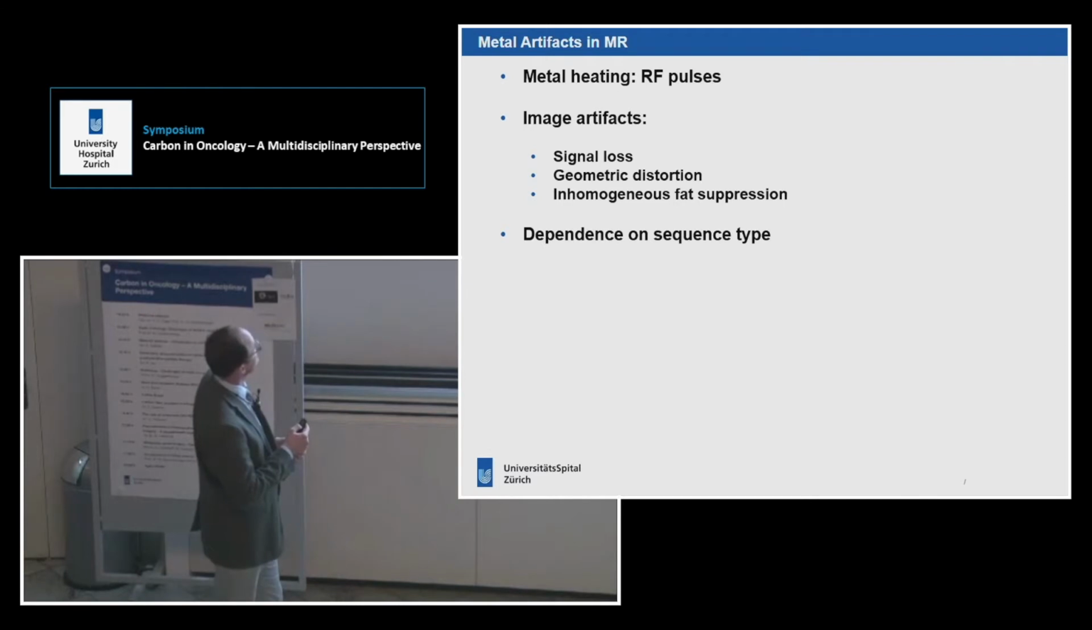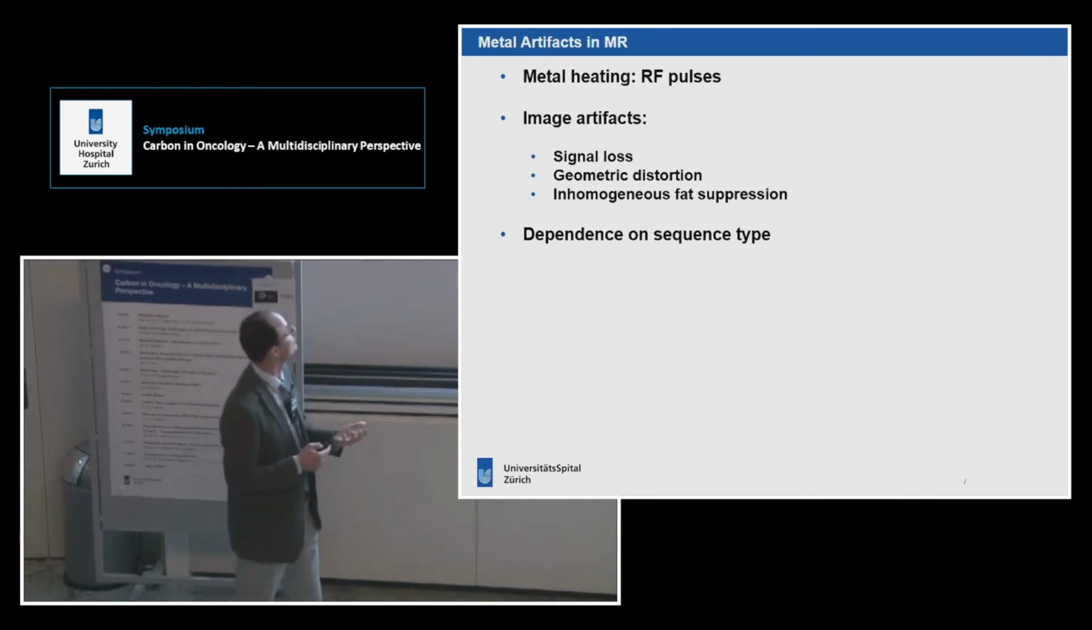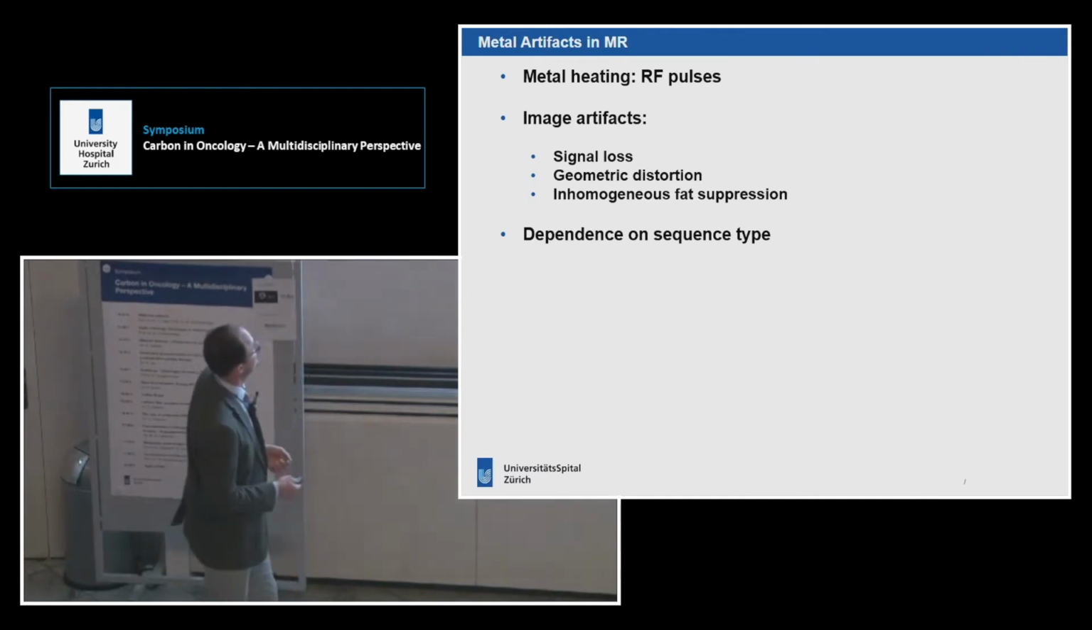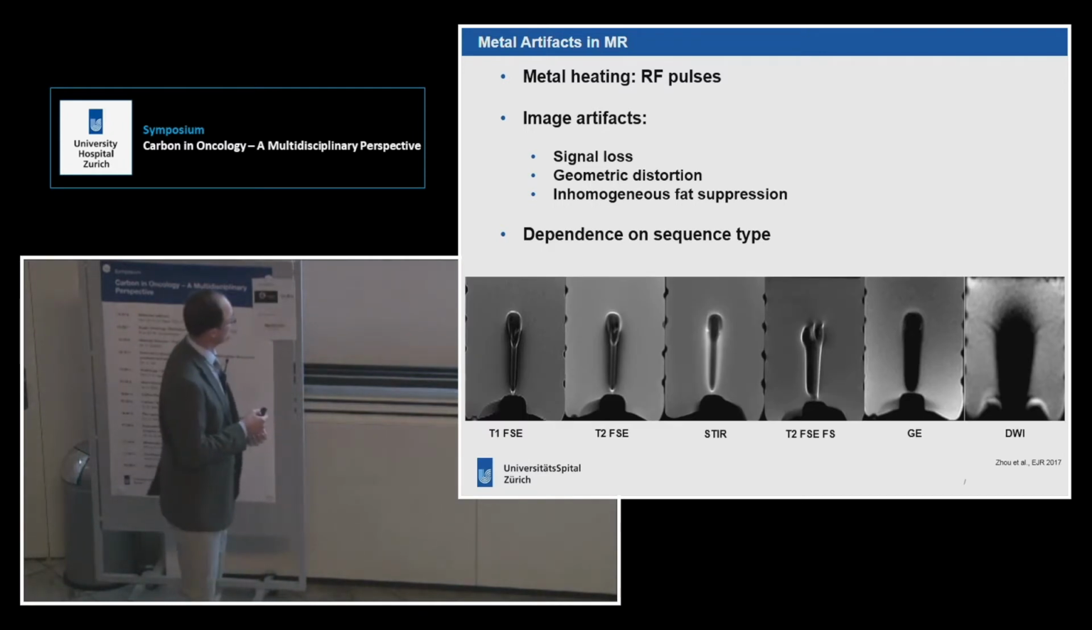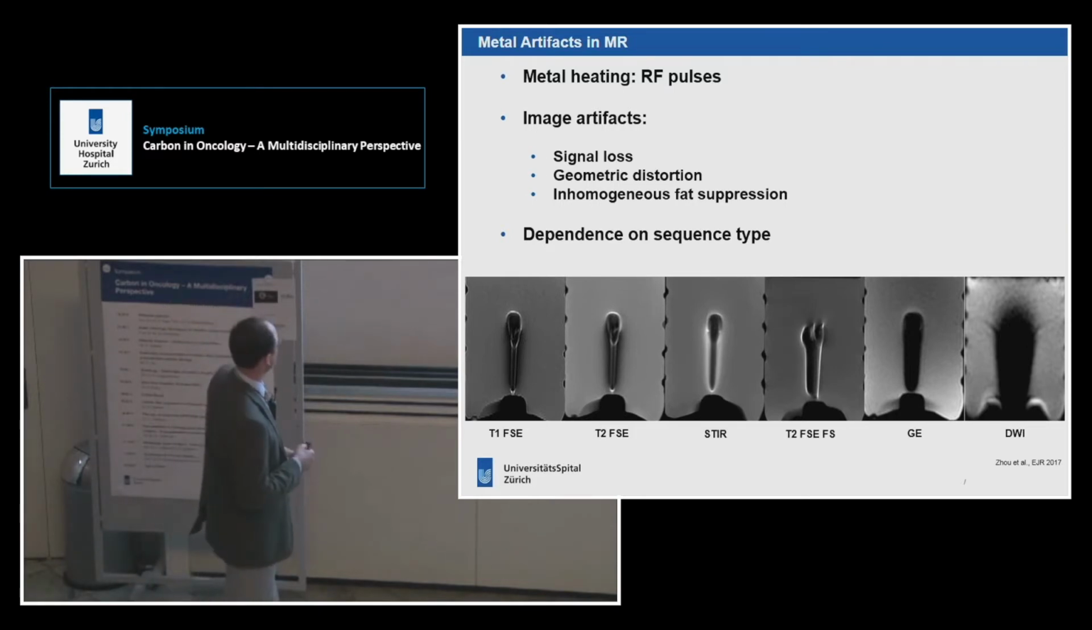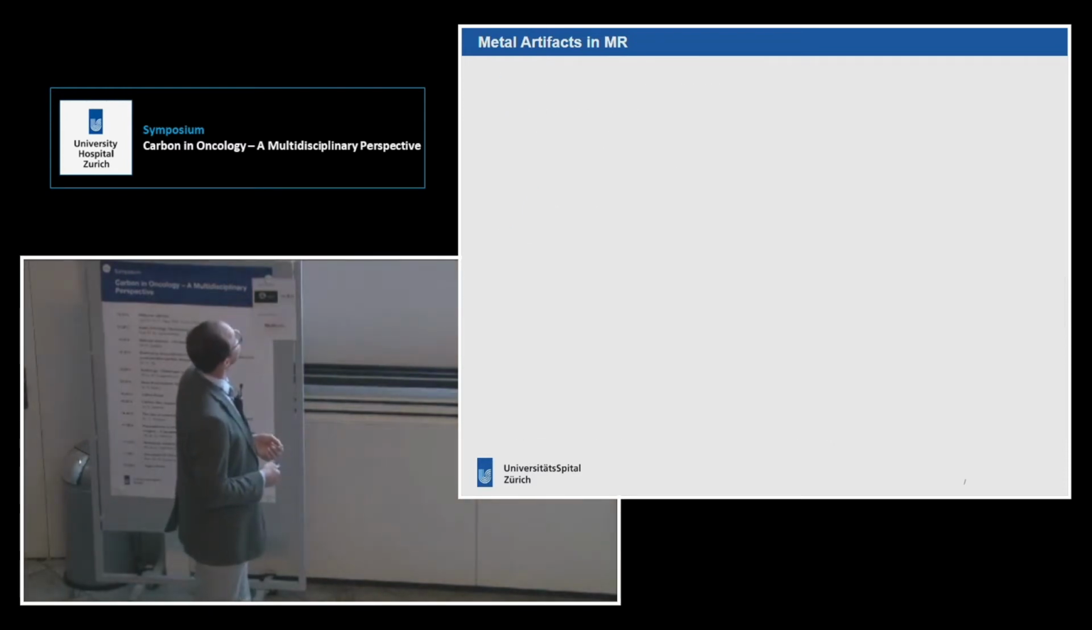And those image artifacts are usually signal loss, geometric distortion, or inhomogeneous fat suppression. And this effect is actually dependent on the kind of MR sequence that we look at, which is something that I've talked to you about earlier. It very much depends if we look at simple spin echo sequences, or if we look at fast gradient echo images, or if we look at diffusion weighted images where we try to see what the tumor is really doing. So it's depending on the kind of sequence that we acquire.